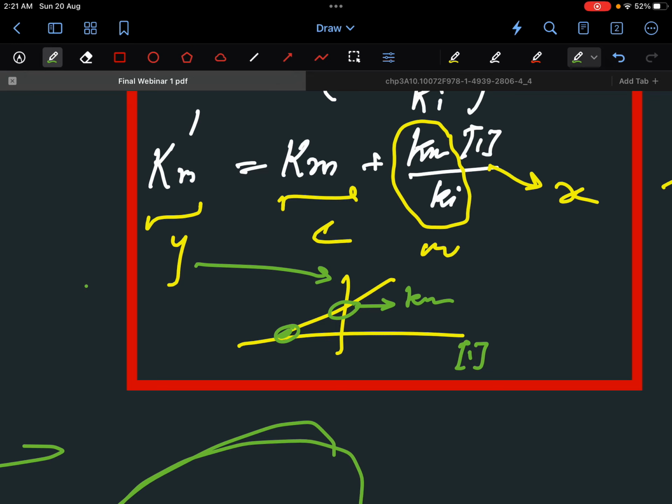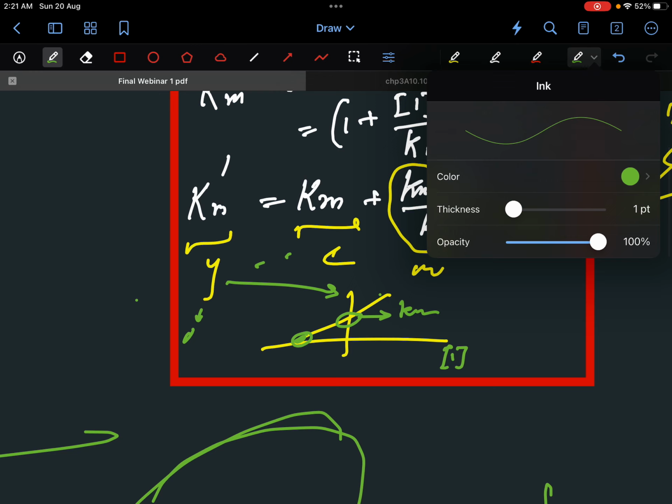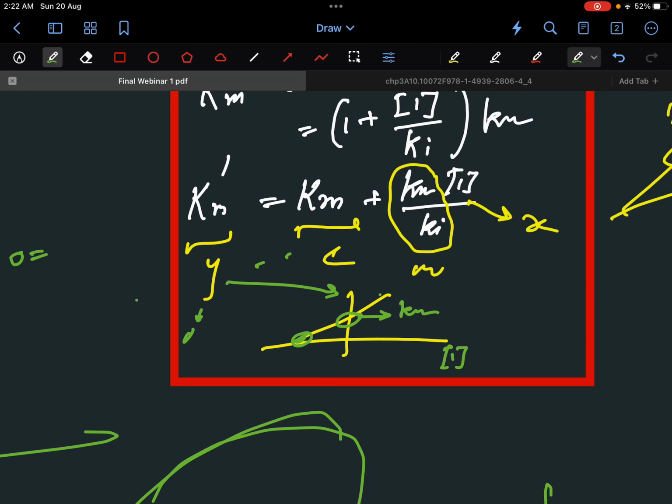क्या होगा मतलब x if this is 0 तो ये सर आ जाएगा and minus Ki I think. Let's solve it without wasting much time. So this will be 0 equal to Km plus Km into I by Ki. So this will come this side and this will get cancelled. So I मतलब x equal to minus Ki हो जाएगा. तो this intercept is minus Ki.